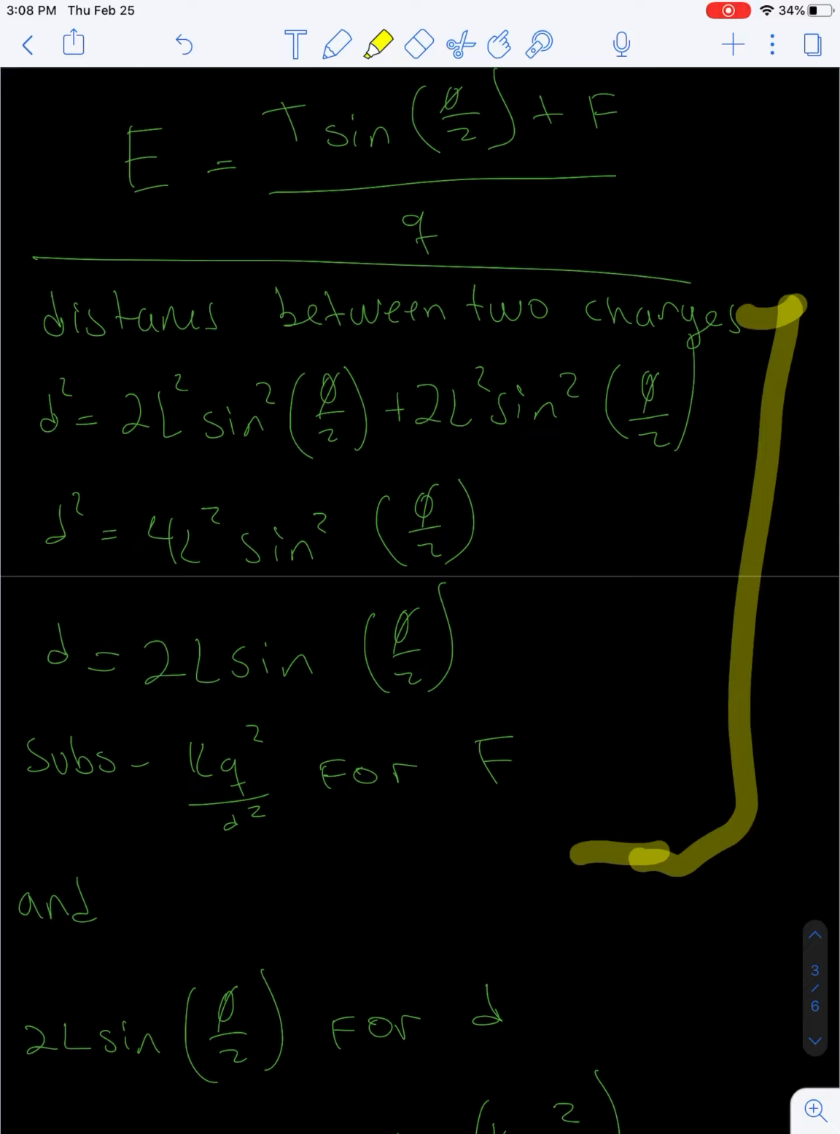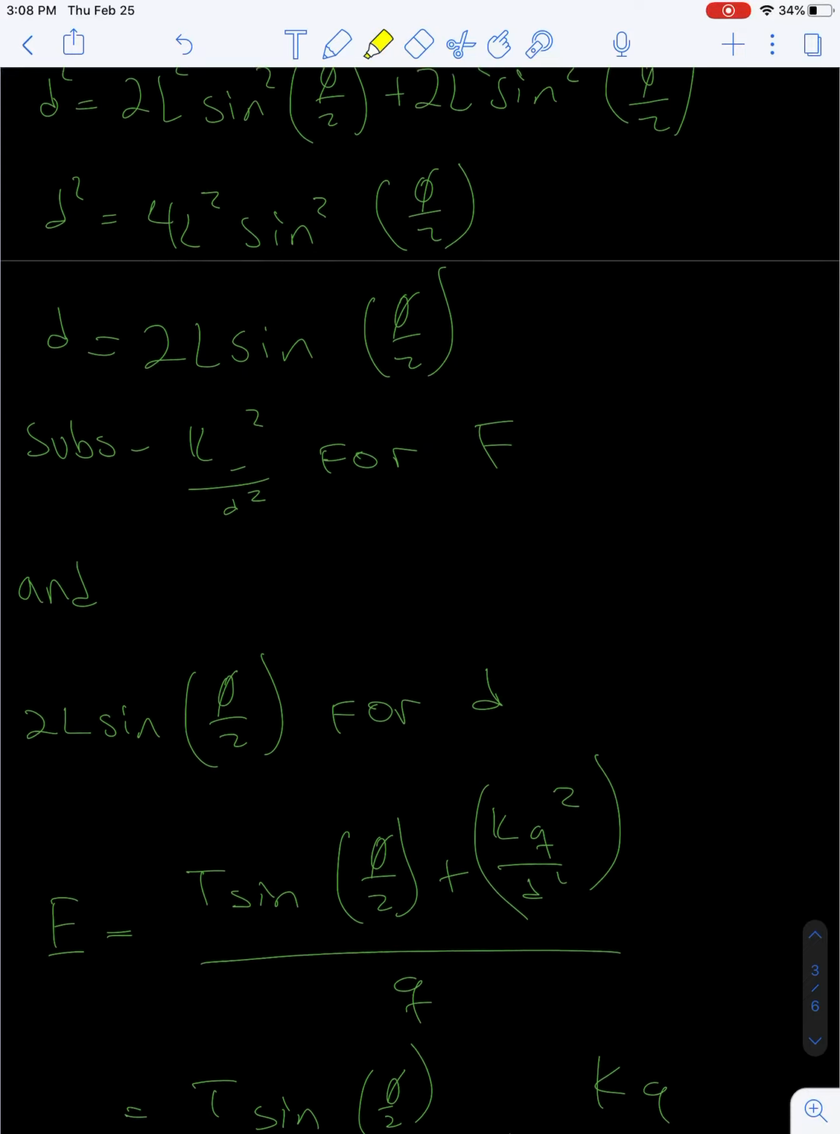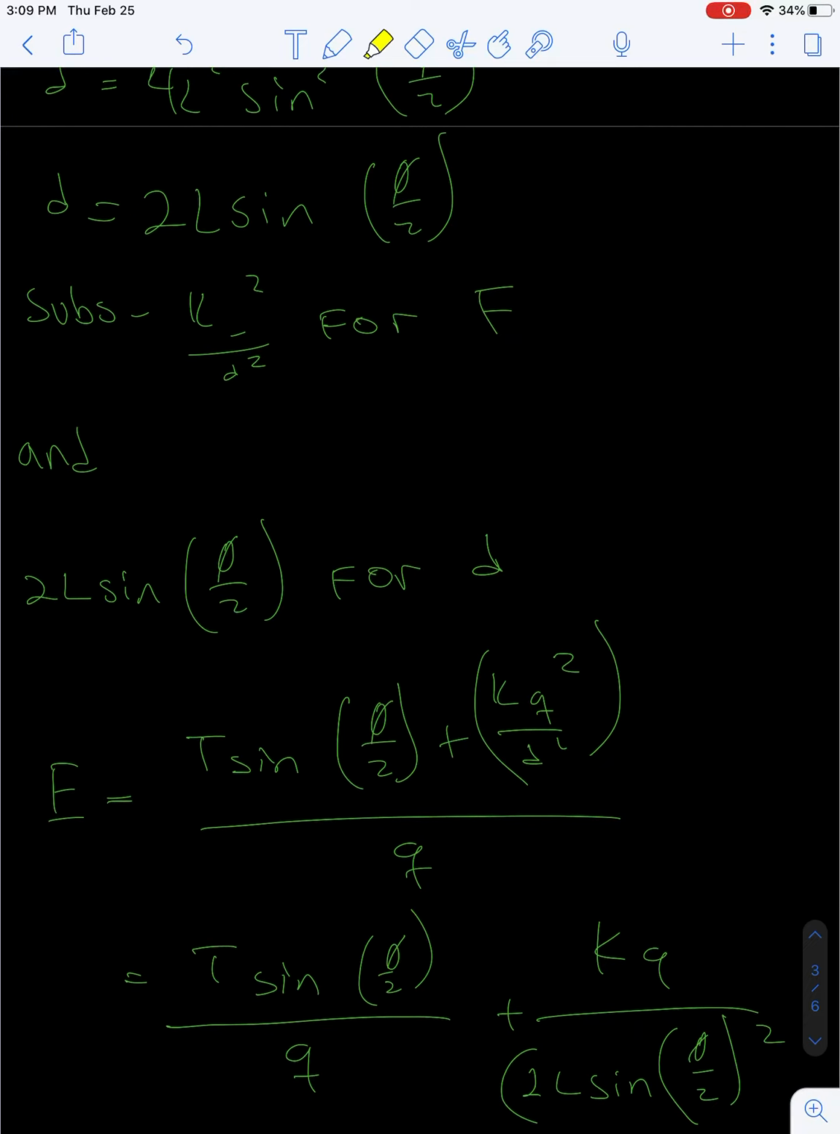Then moving on, we need to substitute k q squared over d squared for F. Sorry, give me one second. Let me clear out this work area. Don't delete anything. Okay. And 2 l sine theta over 2 for d.